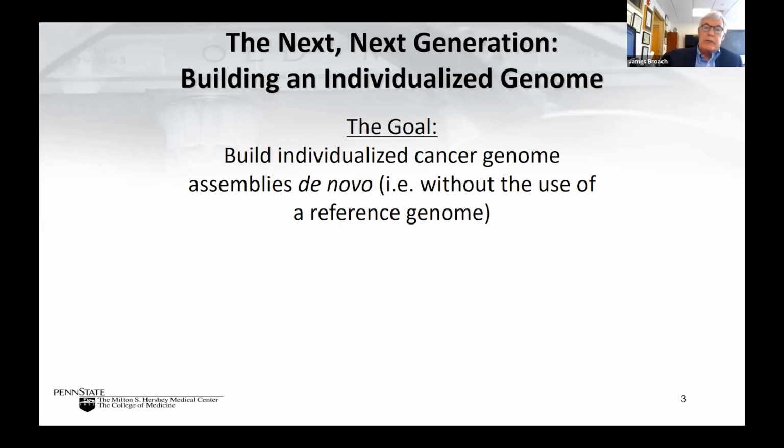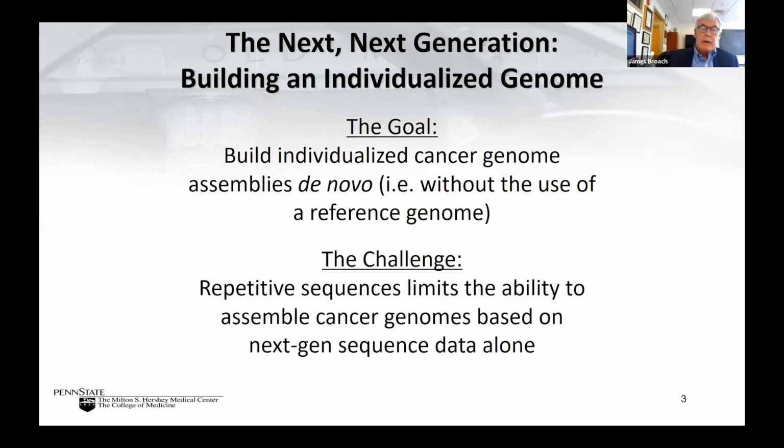And so the idea is to build a cancer genome from scratch, that is, without using a reference genome. But the challenge using technology such as next-gen sequencing is that it's very limited due to the number of repetitive sequences within the human genome, and particularly within cancer genomes.